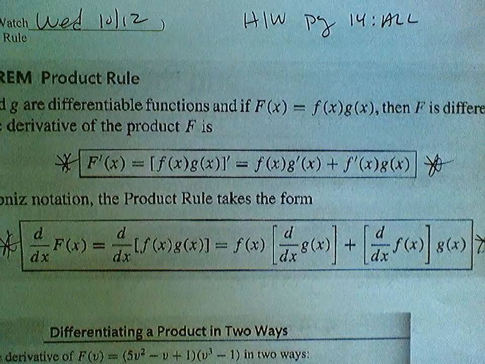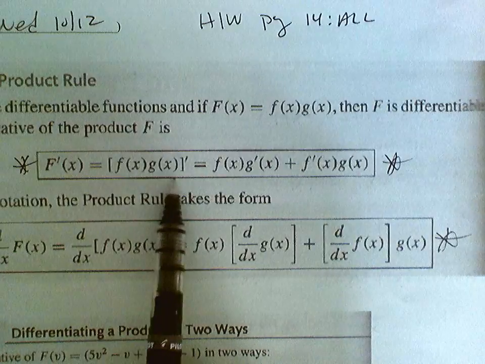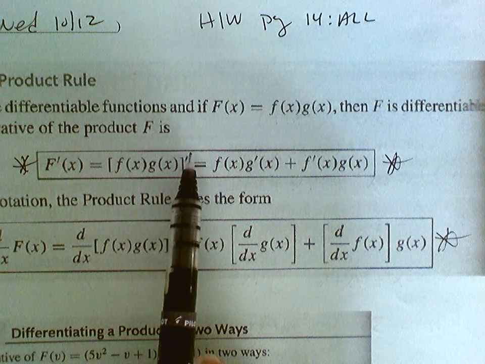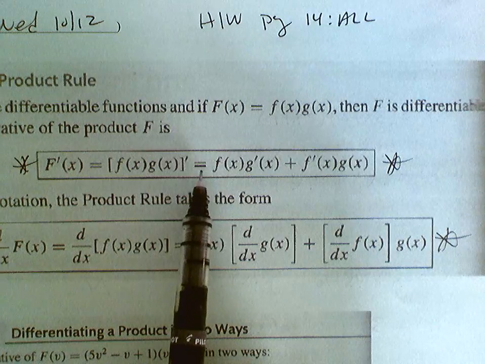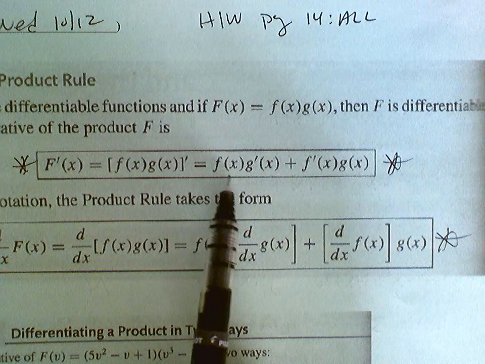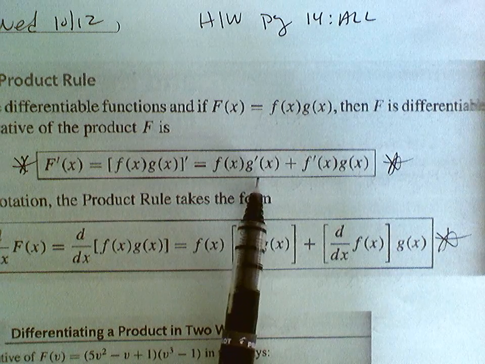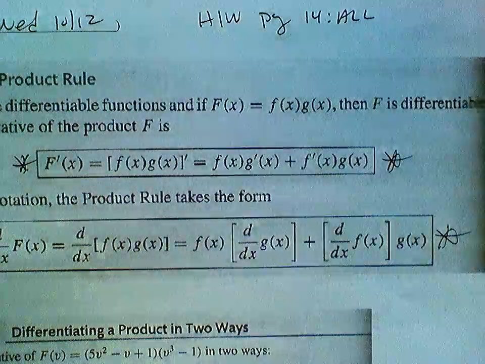The product rule says that if you have a product of 2 functions and you're taking its derivative, then you have to use the following formula: f of x times g prime of x plus f prime of x times g of x. All right, let's jump right into some examples.